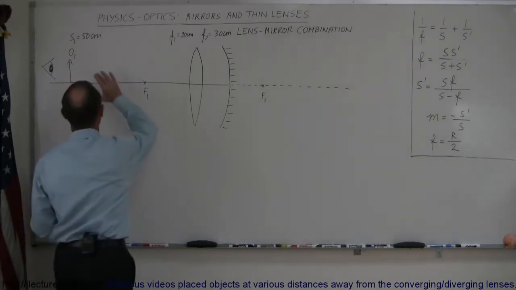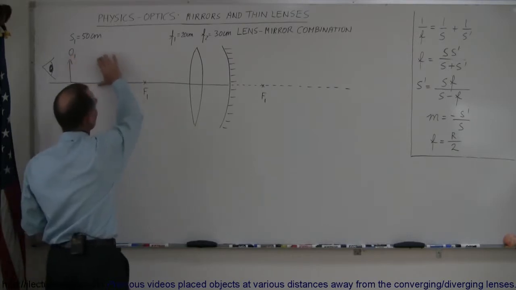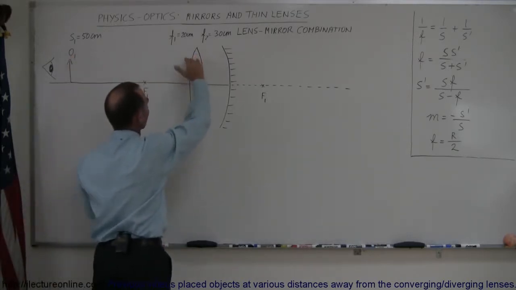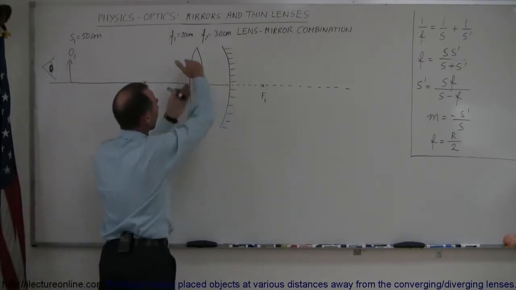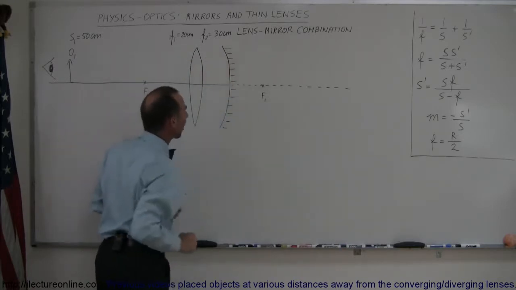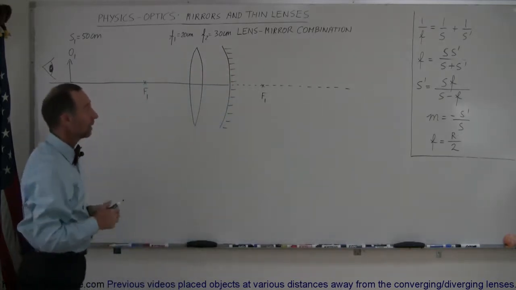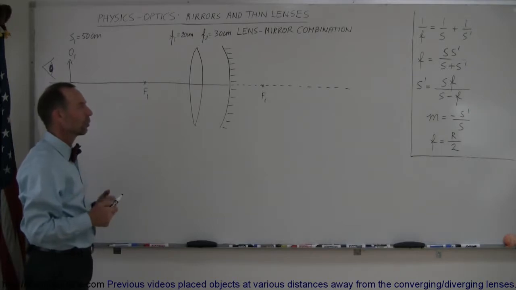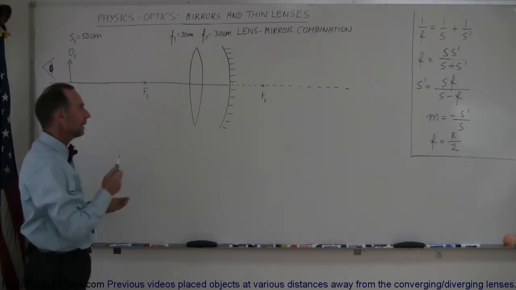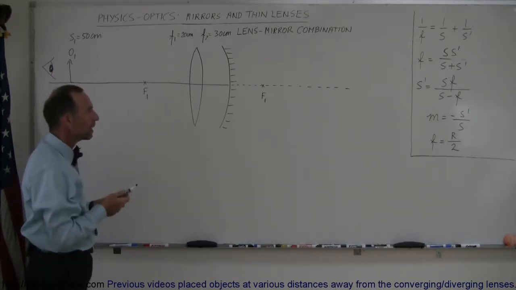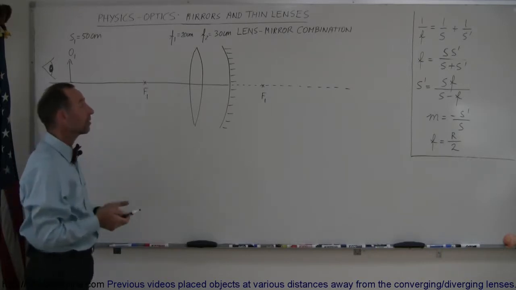We have a combination of a mirror and a lens. So first, if I put the object over here, the rays of the object will pass through the lens. It's a converging lens, so the rays will come together, but then they will bounce off of this mirror and form a second image. So again, the way you do a lens and mirror combination is exactly the same as the way you do a lens-lens combination.